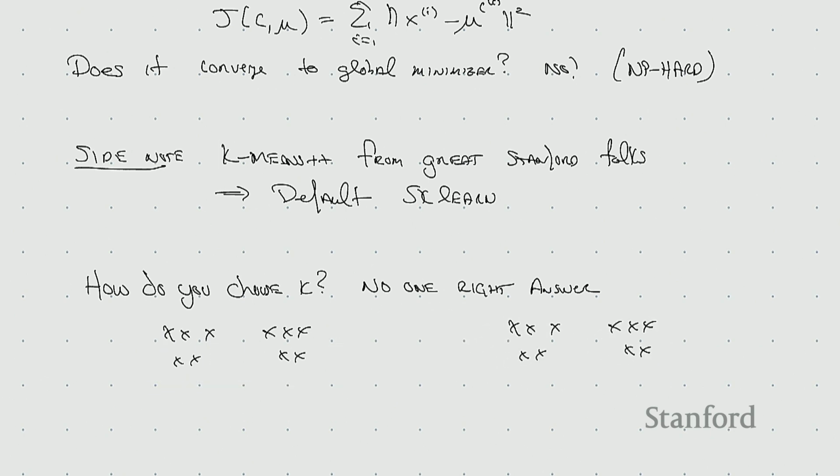Okay, there's two copies of it. One reasonable clustering is this: two clusters. Equally reasonable, excuse me, is this one: four clusters.